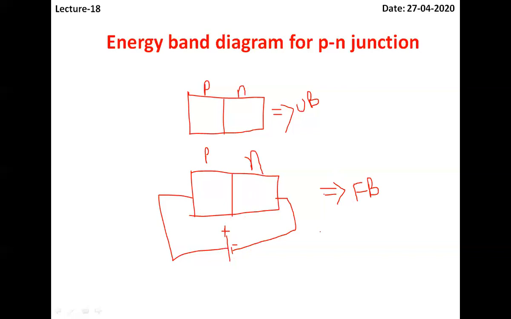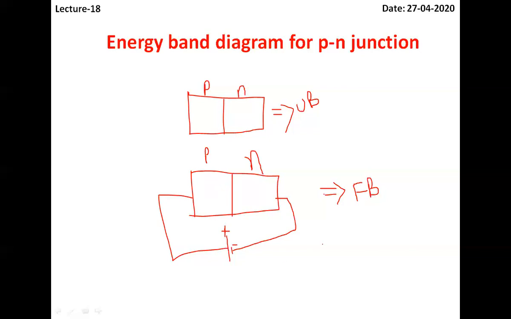So biasing means just connecting the p-n junction to the battery. In the forward bias condition, you connect it in such a way that the positive terminal of the battery is connected to the p-type material and the negative terminal of the battery is connected to the n-type material. Similarly, there is also something called the reverse bias condition, where the terminals are exchanged.